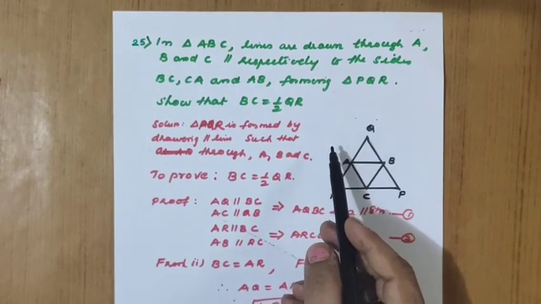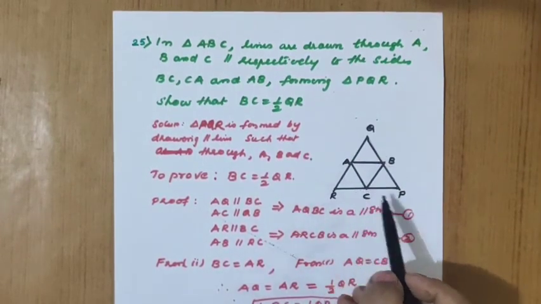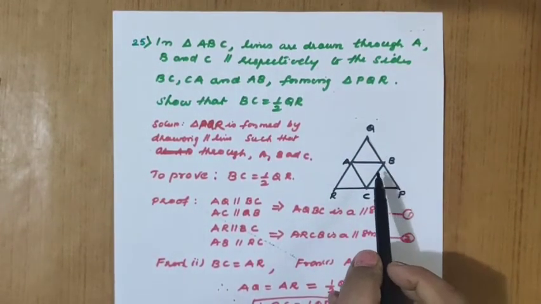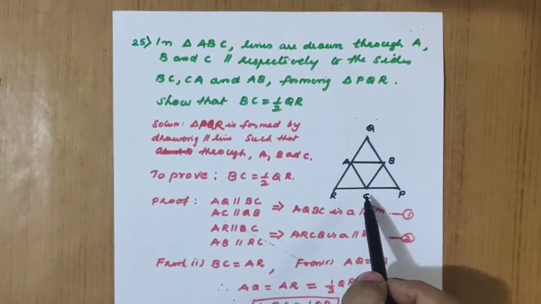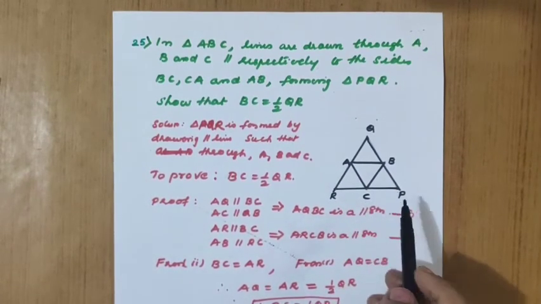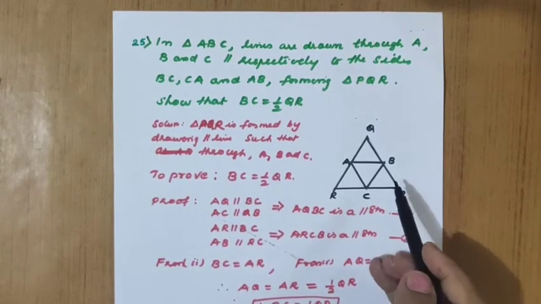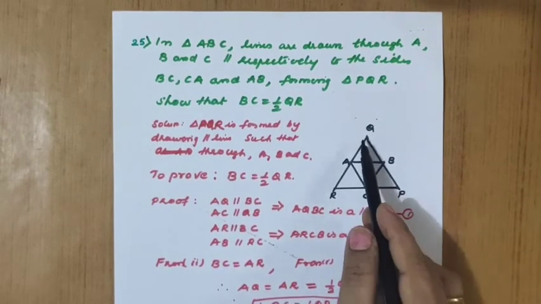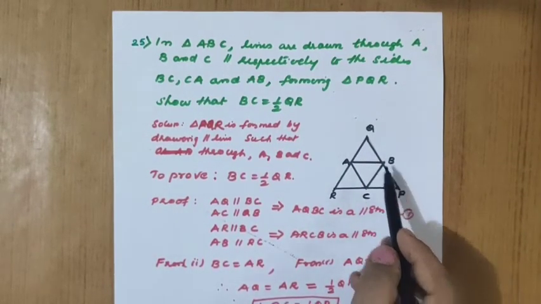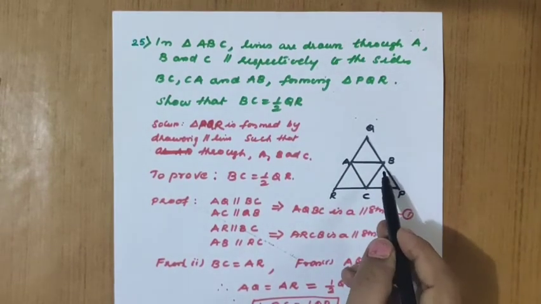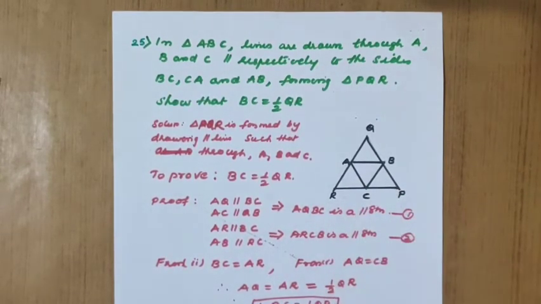So given, we can write triangle PQR is formed by drawing the parallel lines through A, B and C. Next, to prove BC equal to half QR. See that, BC is this one and QR is the base here for the triangle PQR. So we have to prove that BC equal to half QR. Now let us see the proof.